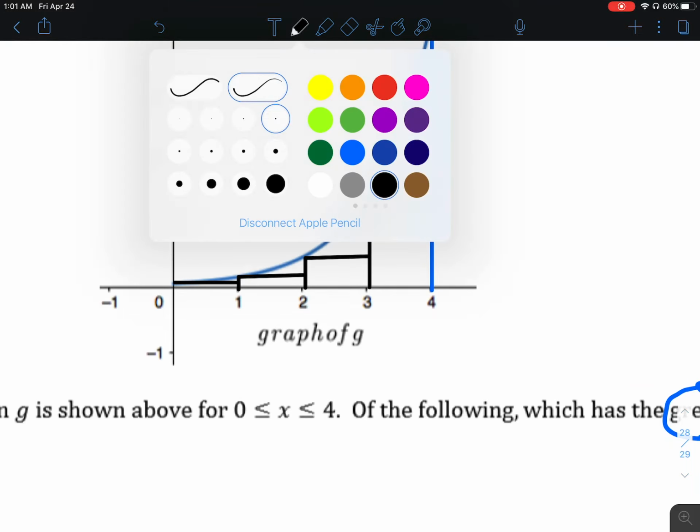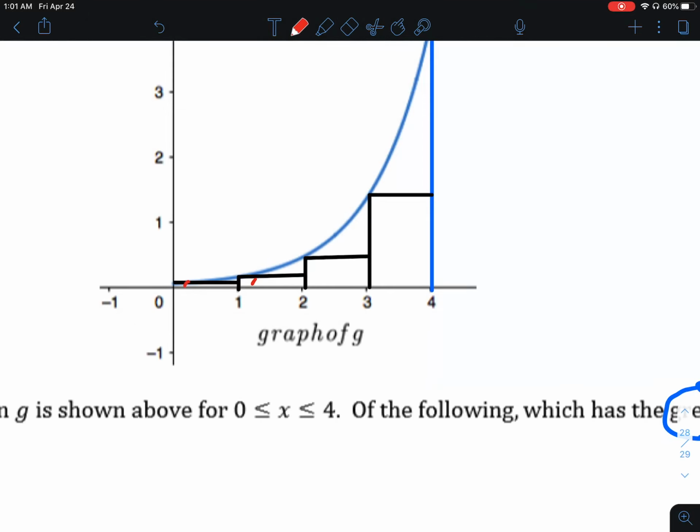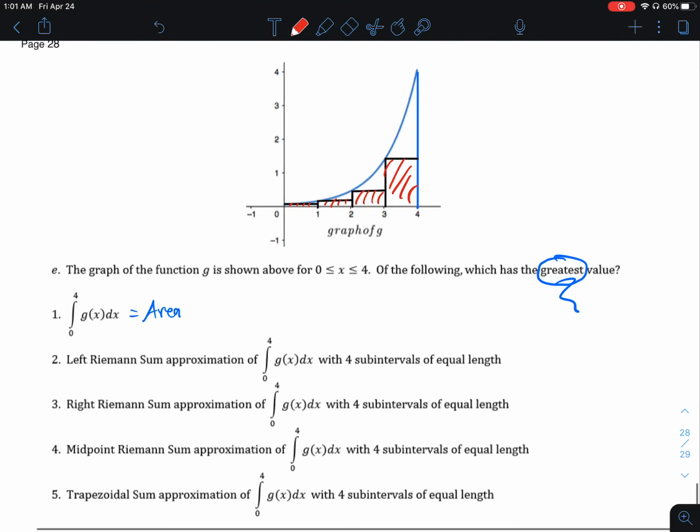Now, if we compare this red area that I'm referring to the actual area, hopefully we can see this is an under approximation. It's less than the actual area. So far, 1 is bigger than 2.